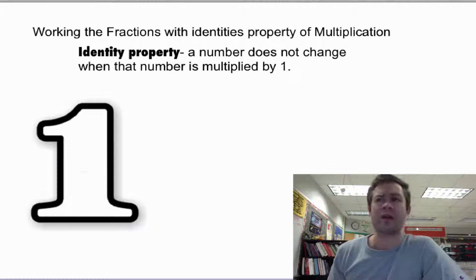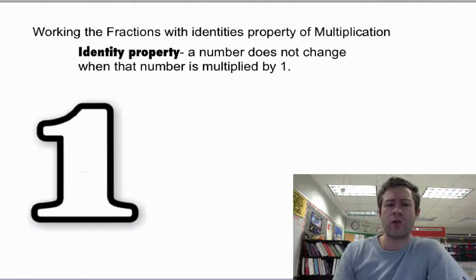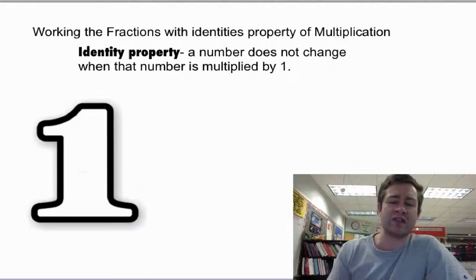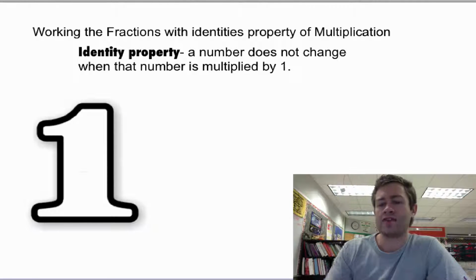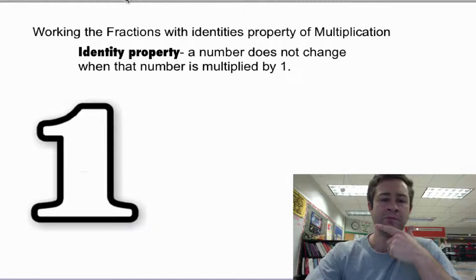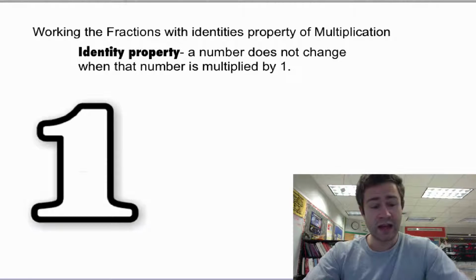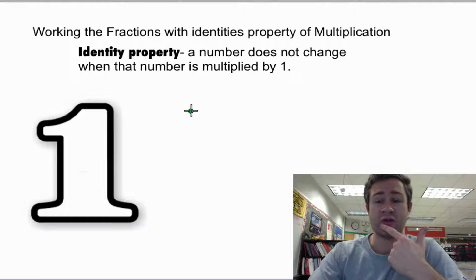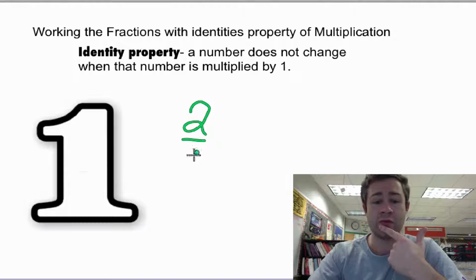The identity property of multiplication states that any number multiplied by 1 will still be that number. So what I mean by that is this. If I take 5,000 times 1, it's 5,000. And so what are some other numbers that we can make as 1? What's a fraction for 1? Well, 2/2, right? Or 3/3, or 8/8.